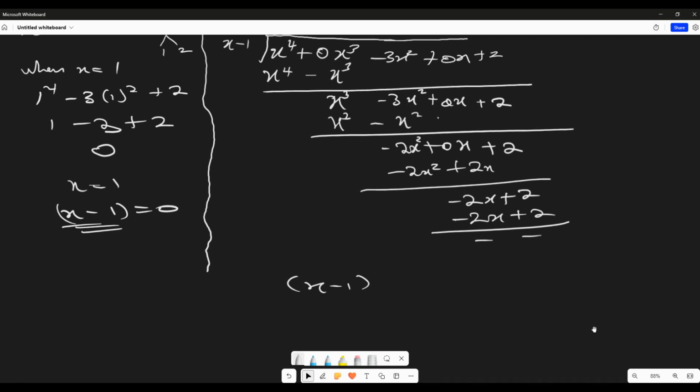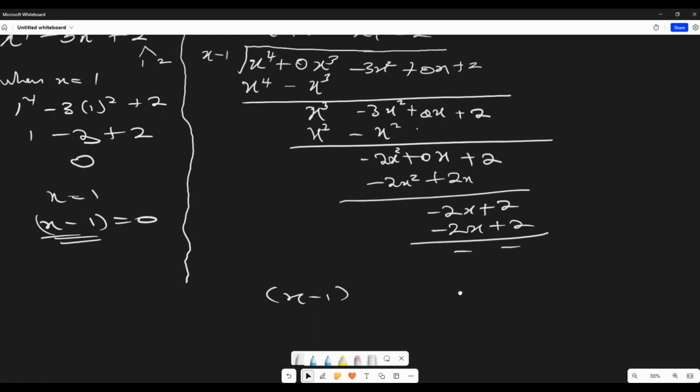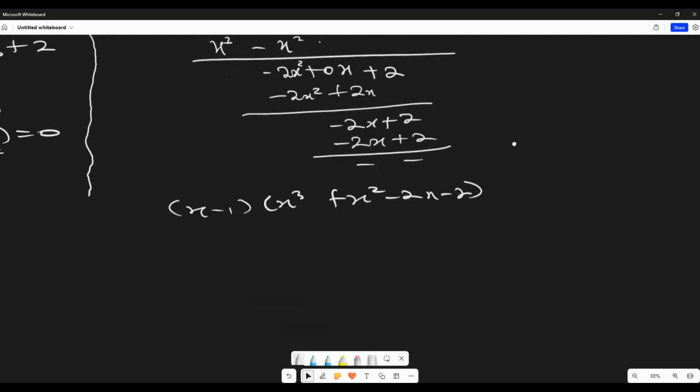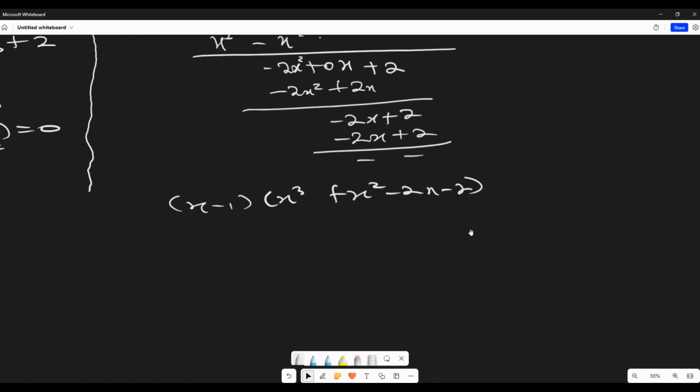Then x minus 1. Then we'll copy the quotient. And that will be x cubed plus x squared minus 2x minus 2. This is a cubic function. We can decide to also factorize further. We can do that by still using the factor theorem.